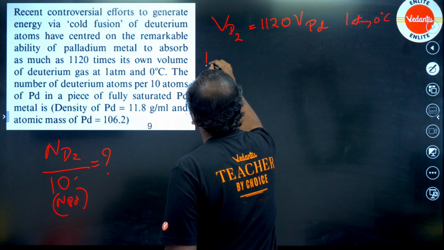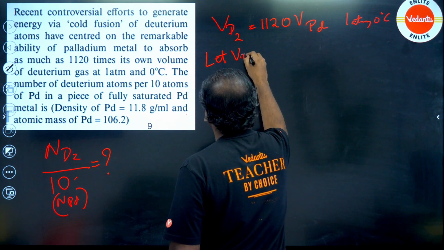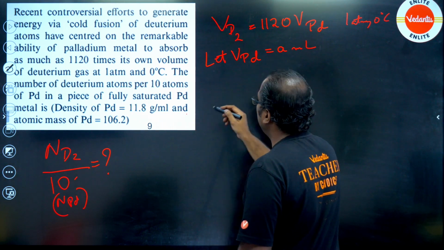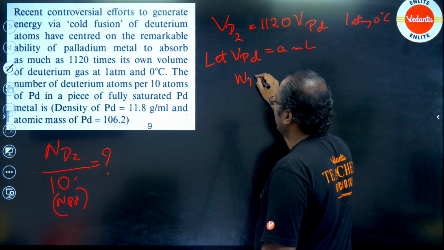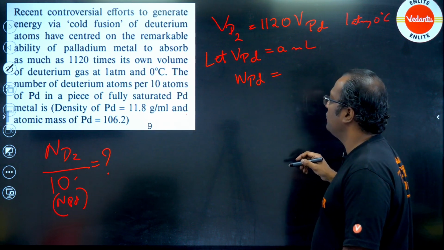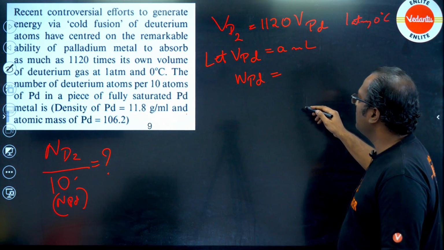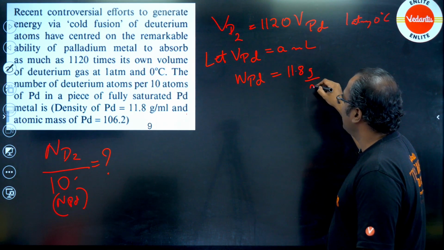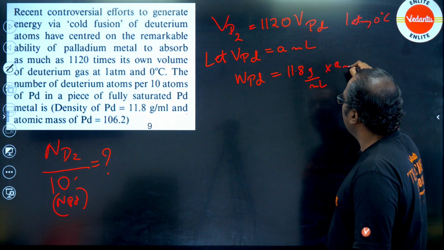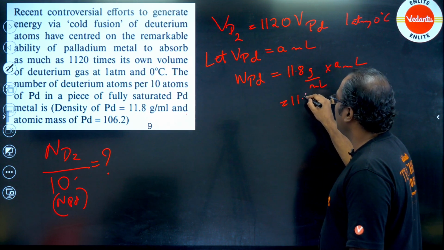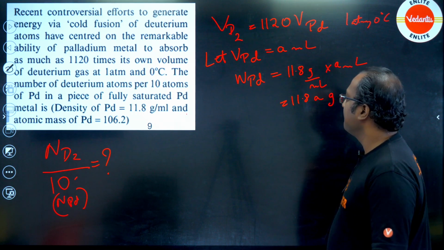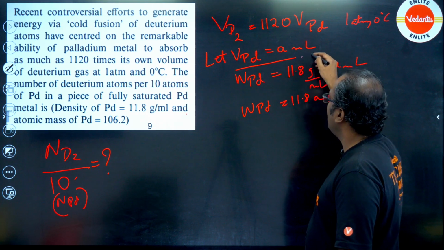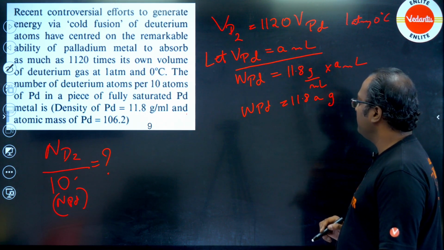Let's assume the volume of palladium that we are taking is A ml. Density of palladium is given to us. So what will be the weight of palladium? Density is equal to mass upon volume, so mass is equal to density into volume. So density is 11.8 gram per ml into the volume, that's A ml. So this is 11.8 A gram. So this much weight of palladium is present in A ml of palladium itself.